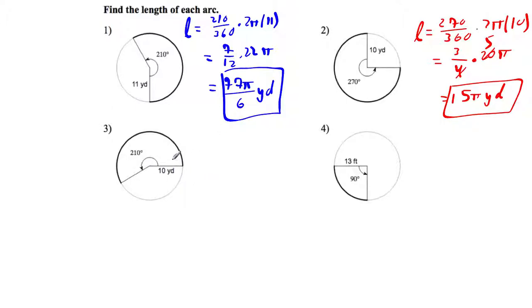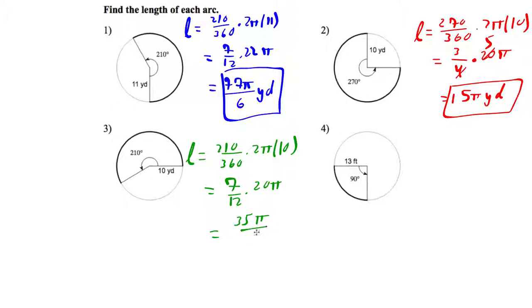This one right here, we have another major arc, so we're looking at the length is 210 over 360 times 2 pi times 10. So we already know that this fraction is going to reduce to 7/12 times 20 pi. So we get 7 divided by 12 times the 20. Well, they have a common factor there of 4. So this is going to be 5, so that's 35 pi over 3 yards.